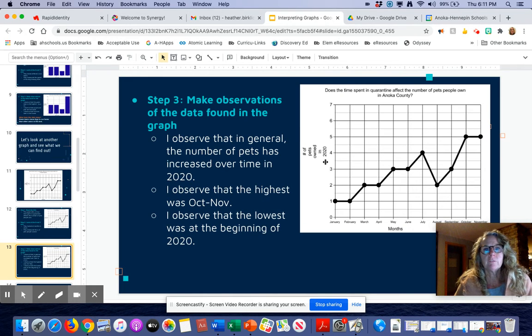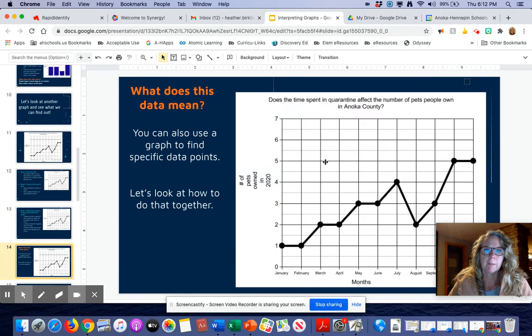So what we can learn from this is I observed that in general, the number of pets has increased. So we can see a general trend toward more pets. We can see that the highest number of pets was in October and November, and that the lowest was at the beginning of 2020 before the quarantine even began. And then there was a drop in August, and we can make some assumptions based on what we know, but all we can really say is that it dropped in August. Okay? So what does this data mean?